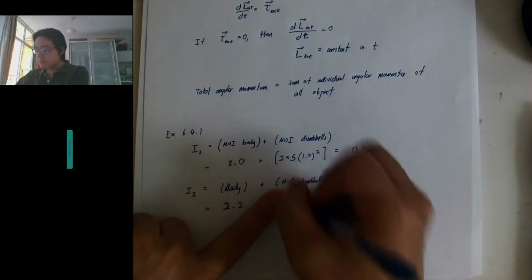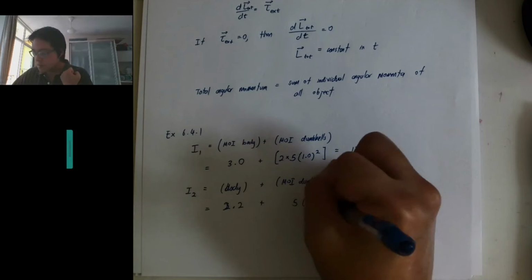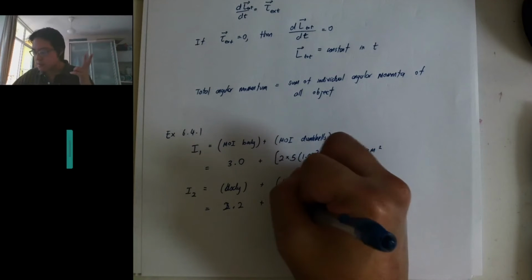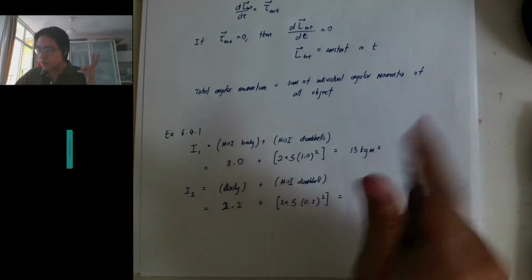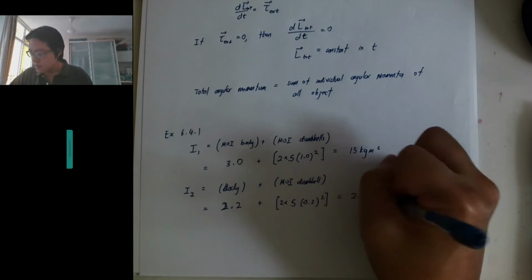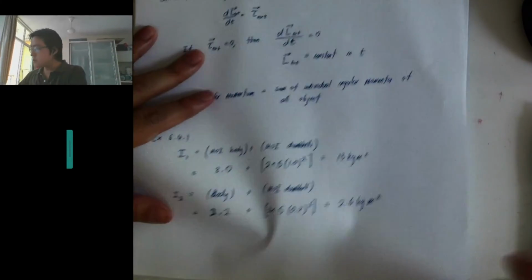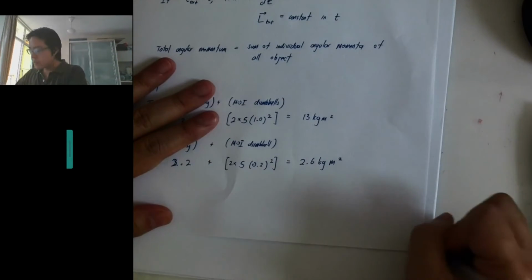And then the dumbbell is still 5 kg, but the distance from the center is now 0.2. And I have 2 dumbbells, so 2 times. So if I calculate, this number is 2.6 kg meter square.